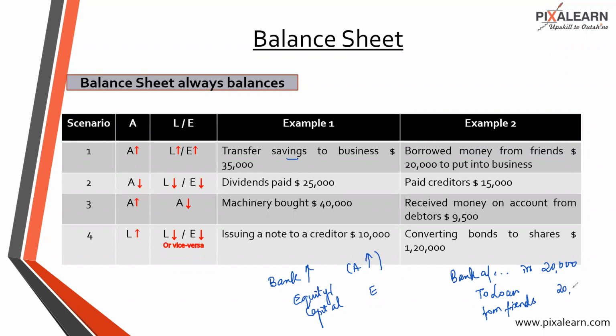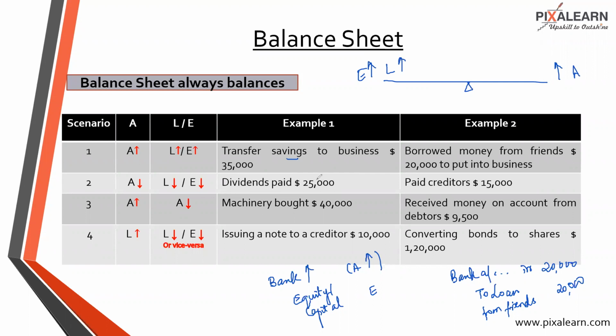So what's happening? Can you see, in both the cases, the asset went up, leading to either an equity going up or a liability going up. And hence, the journal entries always reflect that.